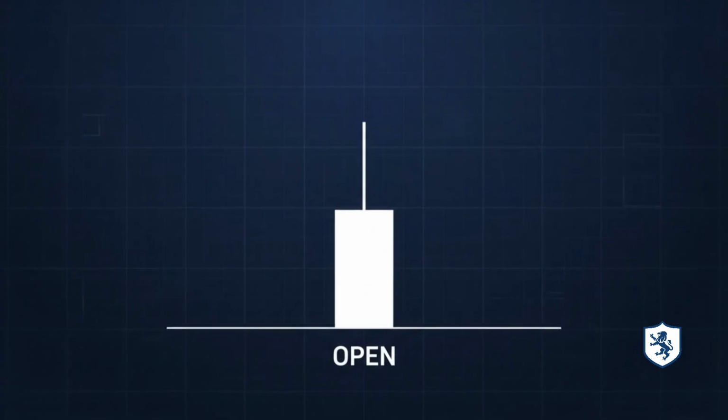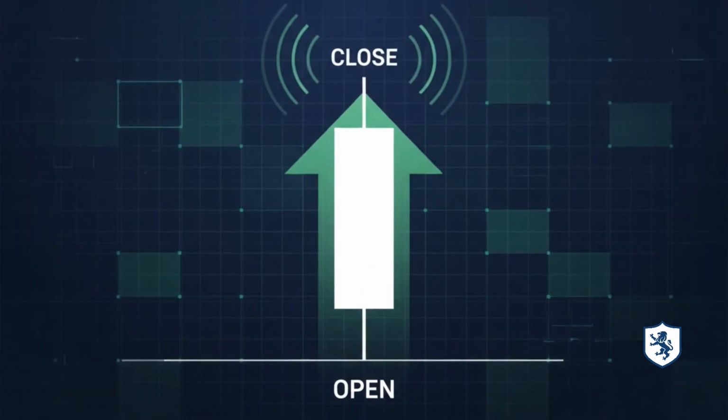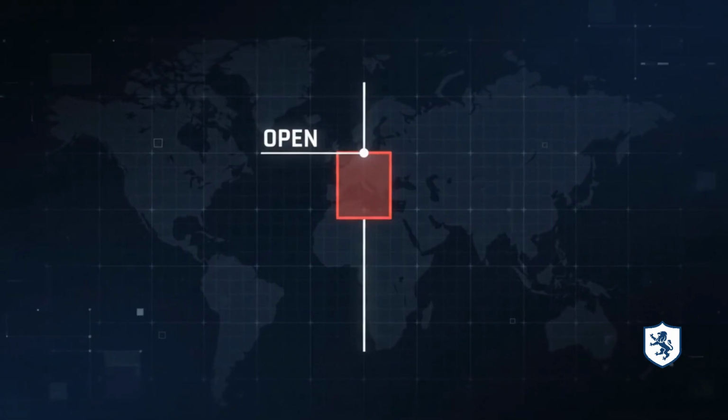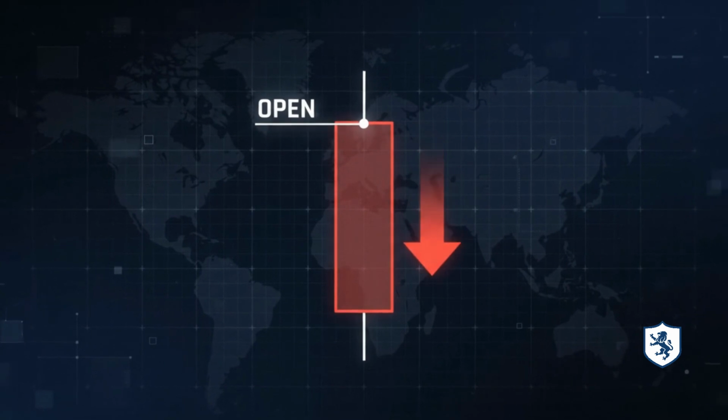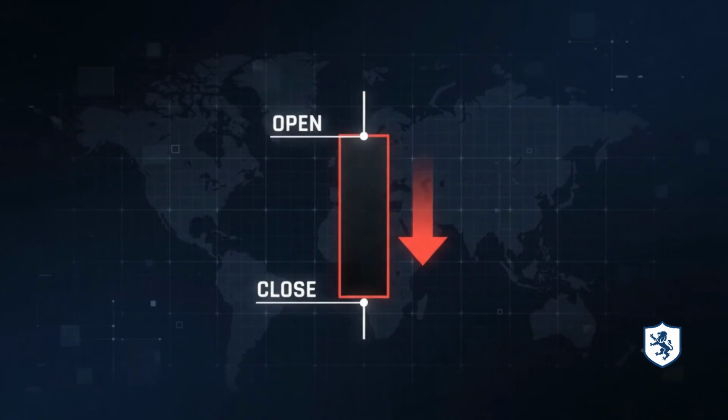When the close is higher than the open price, then the body of the candlestick is white. This reflects positive sentiments in the market. When the close is lower than the open price, then the body of the candlestick is black. This reflects a negative sentiment in the market.